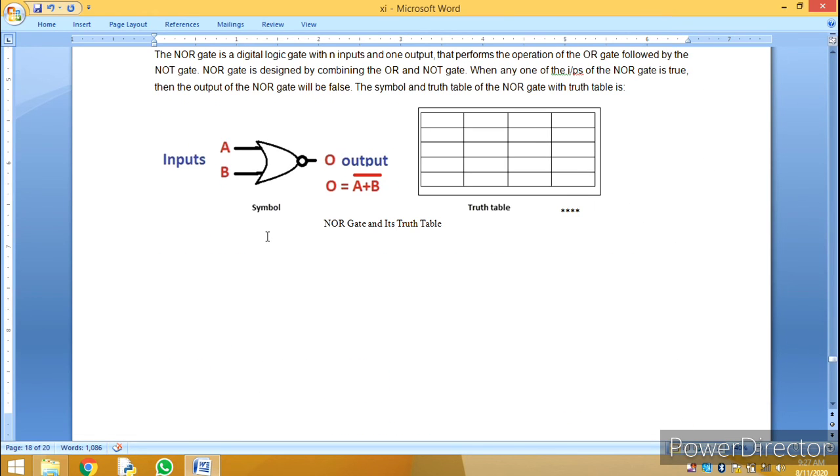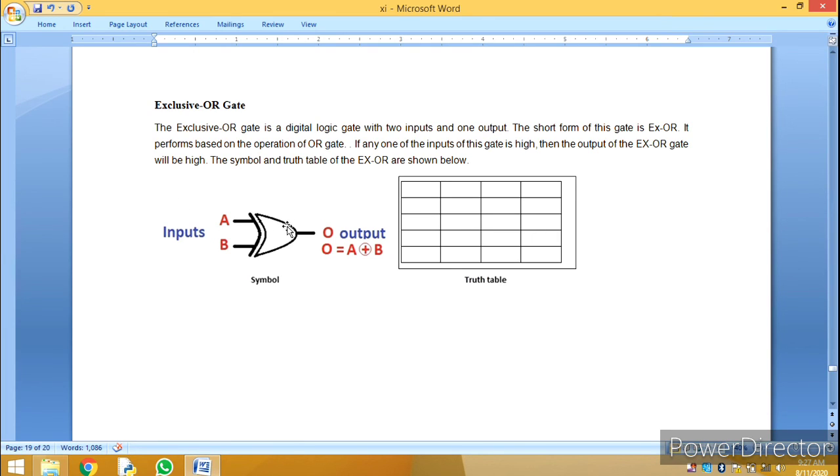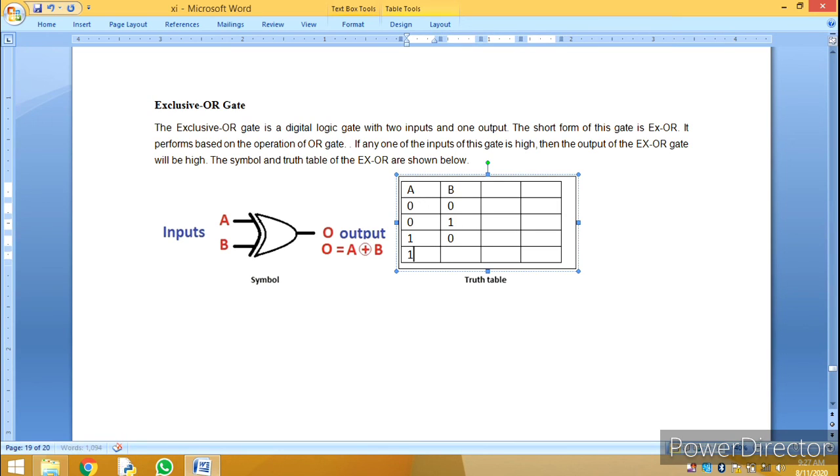So let me show you over here. This is the representation of the exclusive OR gate. The symbol is this. We get A plus B, where plus is written in a circle form. Let us suppose we are having the inputs A and B. The combinations will be again 0 0, then 0 1, then 1 0, and next 1 1.